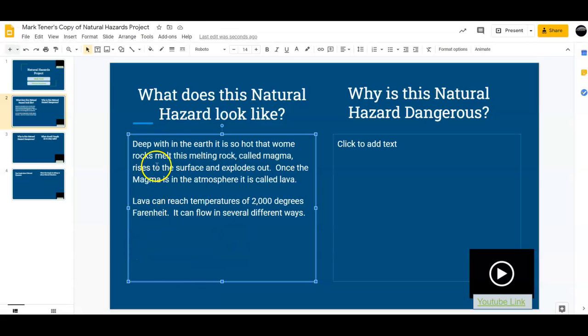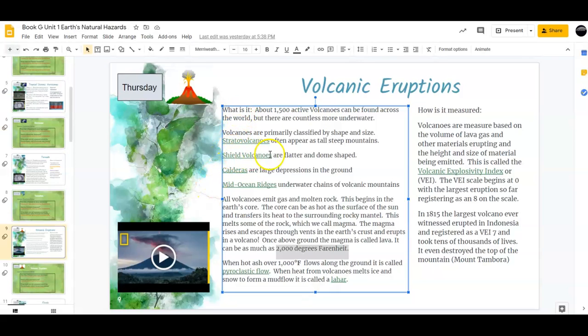Alright, so I just went ahead and wrote in there stuff that I read, so that this video wouldn't be so long. And I mentioned that lava can reach temperatures of 2,000 degrees Fahrenheit, which we learned during our lesson, during our unit. And it can flow in several different ways. So now I've said it can flow in several different ways. What I can do is get some pictures of those different ways. So if I look back at earlier lessons, I can note that it can flow as pyroclastic flow or lahar flow. So I could get pictures of those two things.